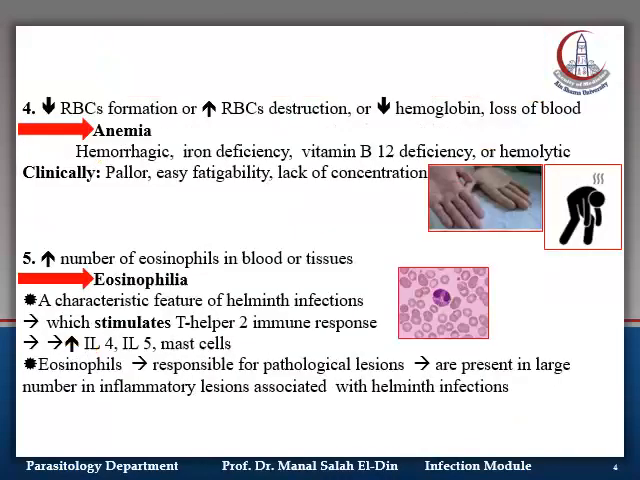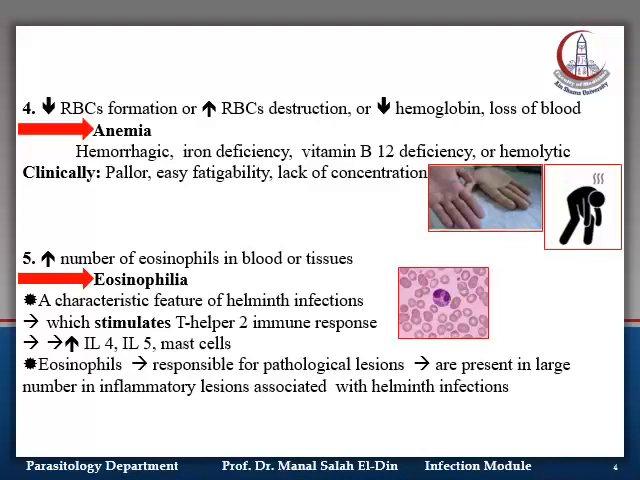Number 4, from the systemic effects of parasite on host, we have decreased formation of RBC from the bone marrow, or increased RBC destruction as a result of its being parasitized, or decreased hemoglobin, or even loss of blood. All of these factors will lead to anemia, with its different types: either hemorrhagic, iron deficiency anemia, vitamin B12 deficiency anemia, or even hemolytic anemia. Clinically manifested as pallor. As you see in this figure, these two hands, one is showing anemia, the other is normal, the reddish one is normal.